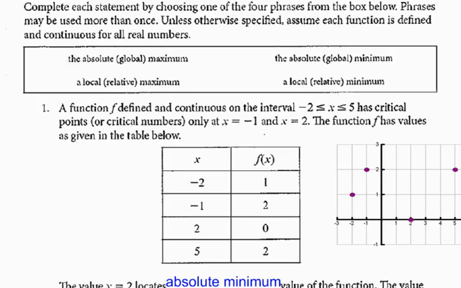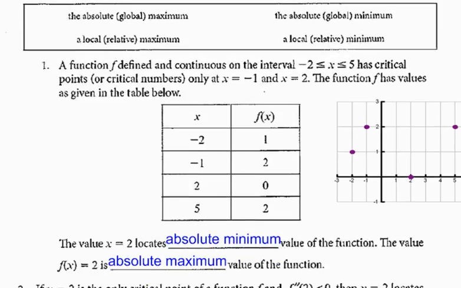Okay, so for this one, you're supposed to fill in the blank. Function f is defined and continuous on the interval -2 to 5, including the endpoints. I went ahead and plotted all these points. The only critical points are at -1 and 2. The function has values as given in the table. So I plotted all those points. The value x equals 2 locates the absolute minimum.